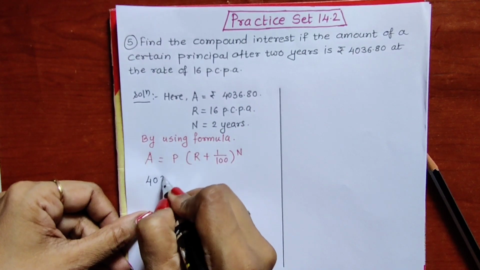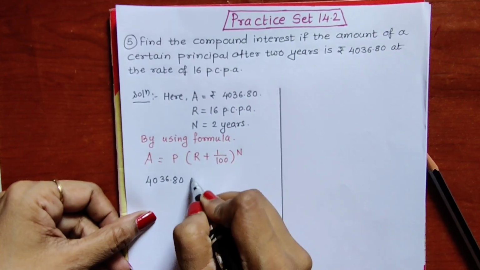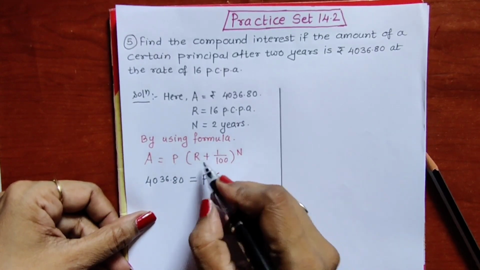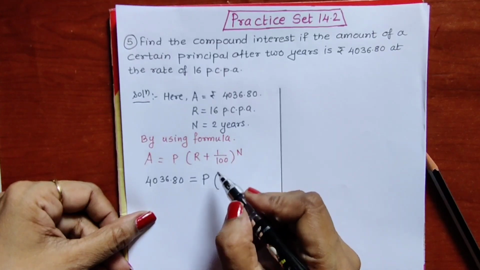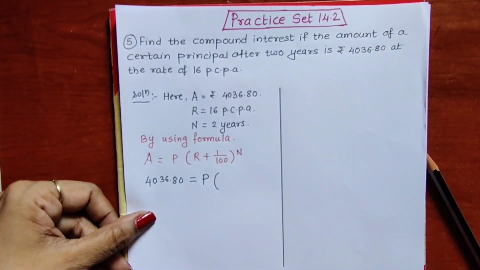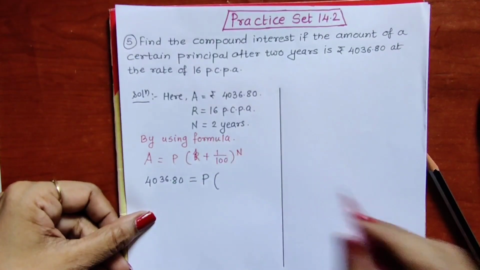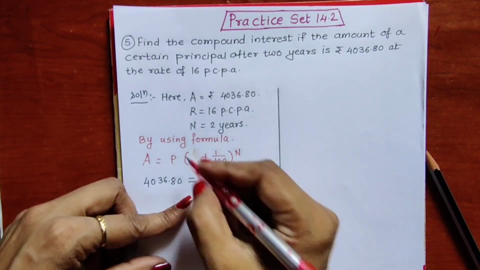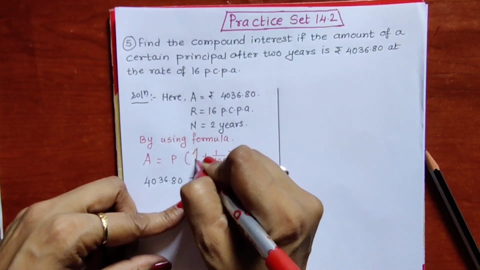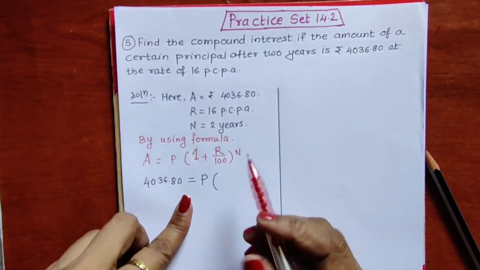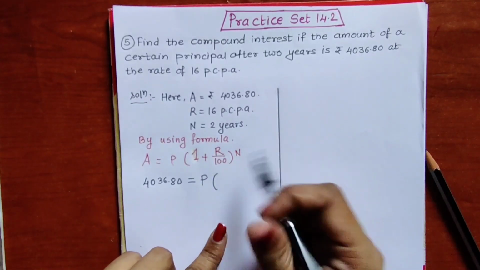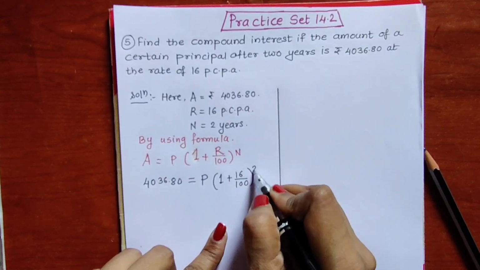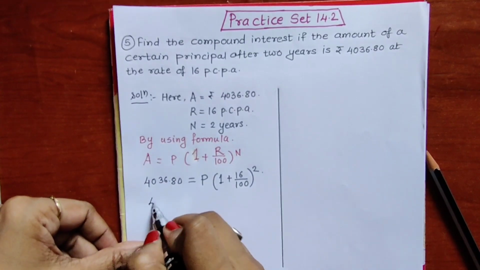So I will be writing 4036.80 on left hand side is equal to P, value is not known, so P as it is I am writing. Then 1 plus R upon 100 should be written. I will make the correction over there. 1 plus R upon 100 raised to N. Now 1 as it is we have to write, R value is 16 upon 100 raised to N. N is 2 years.